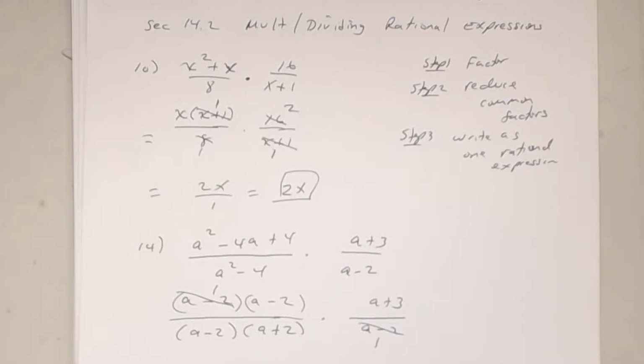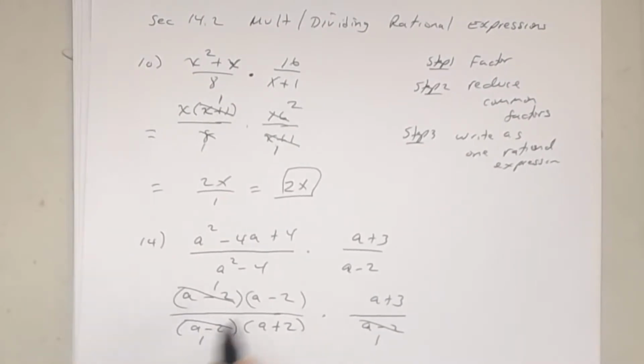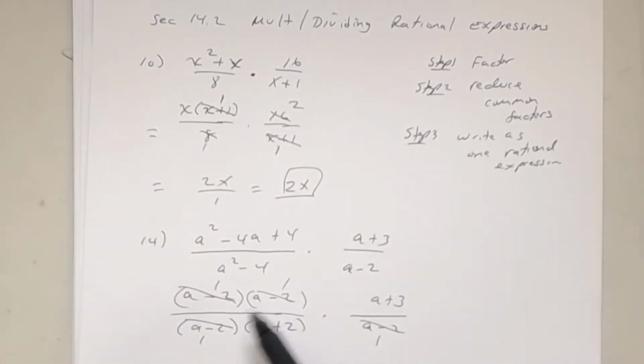What's the next factor that you see? A minus 2. Will that reduce with anything in the denominator? Yeah, I can reduce these, right? Now, when I first did this one, I reduced this one and this one. Could I have done these two instead? Yeah. What's the next factor that you see?